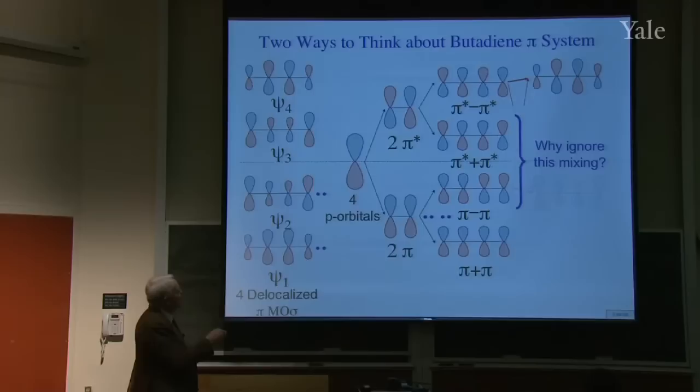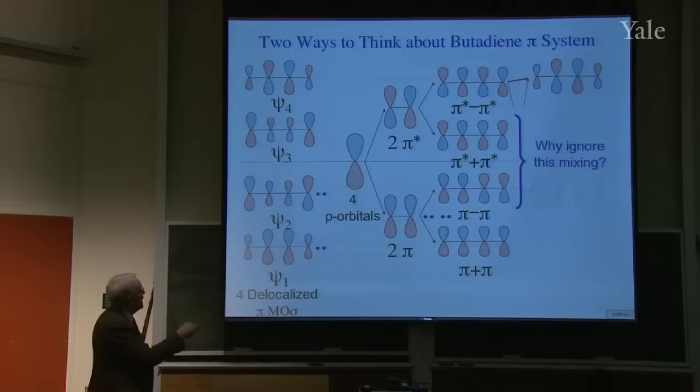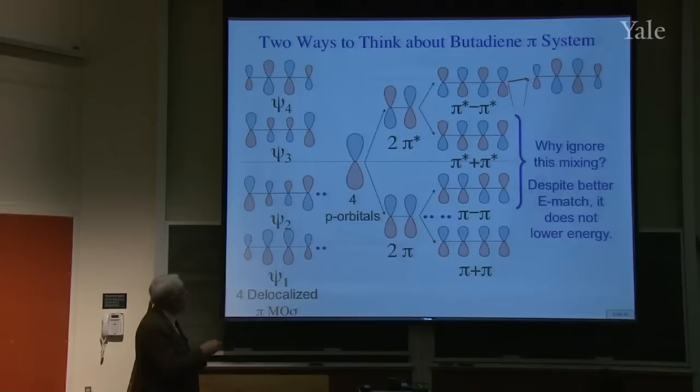Now, why did we ignore this mixing? Because there the energy match is pretty good. Can anybody see why we didn't consider that mixing? There it might have been more important. What's the overlap of this with this? Notice that there, despite the better energy match, it doesn't lower the energy because these are orthogonal to one another. They won't mix, right? What is gained at two of the positions is lost at the other positions.